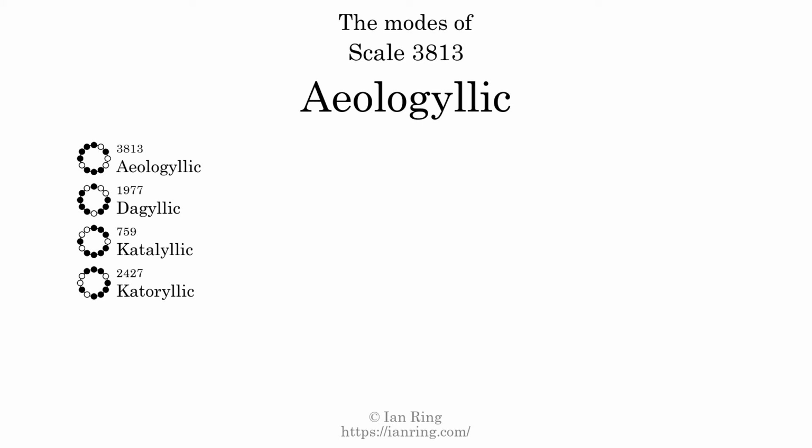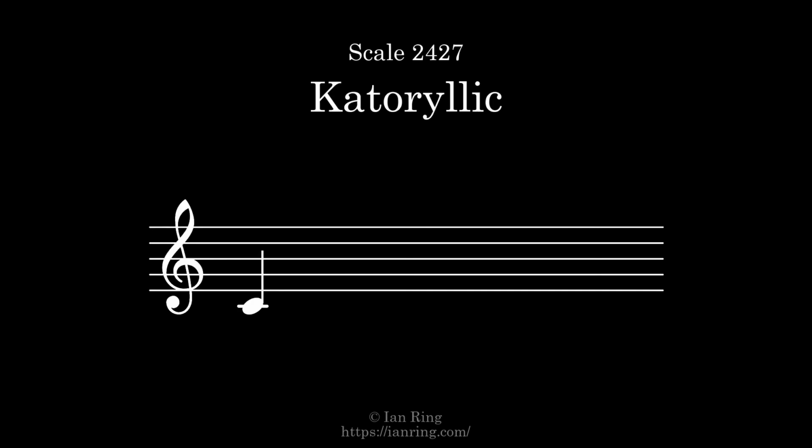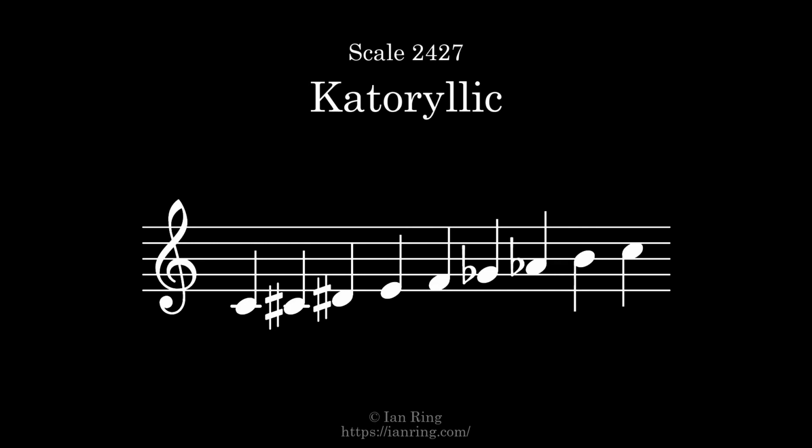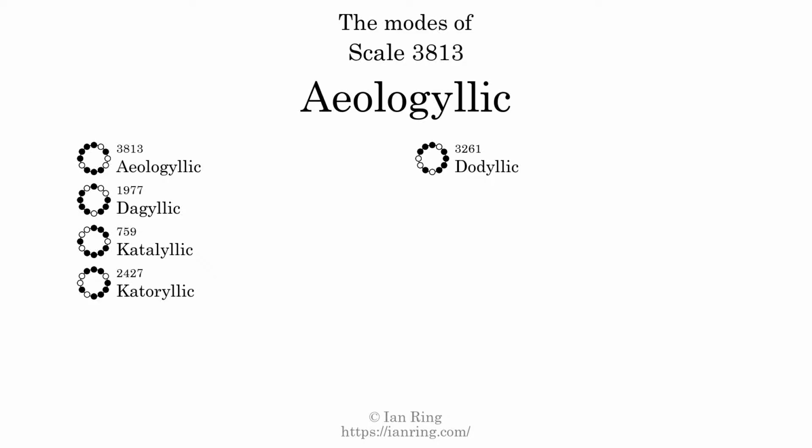The fourth mode is scale 2427, also known as Heteromorphisms. It sounds like this. The fifth mode is scale 3261, also known as Aeologyllic. It sounds like this.